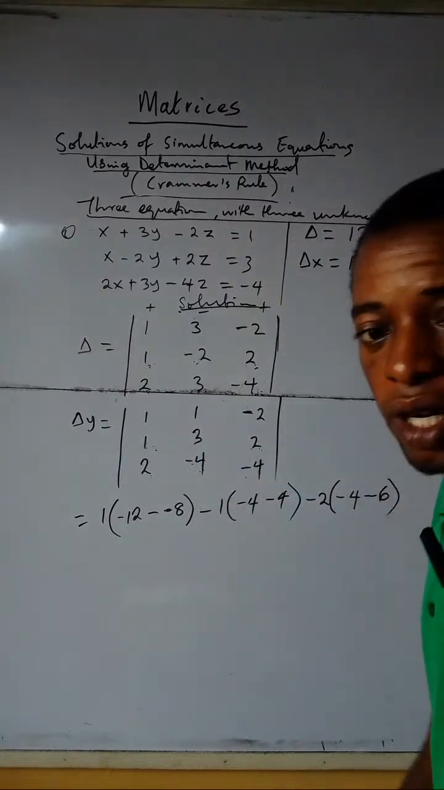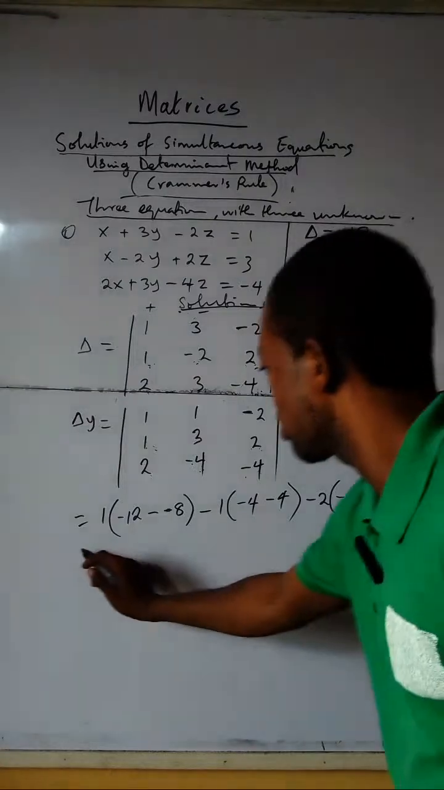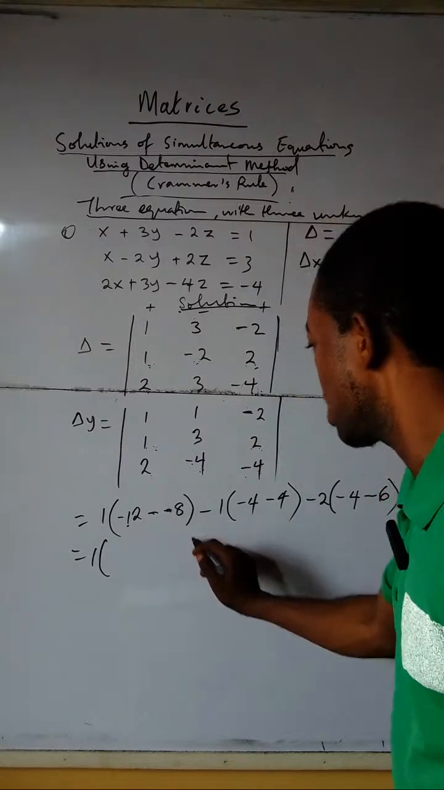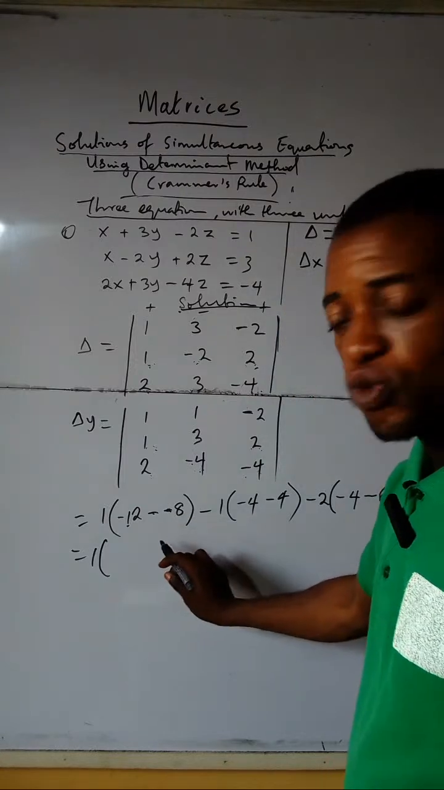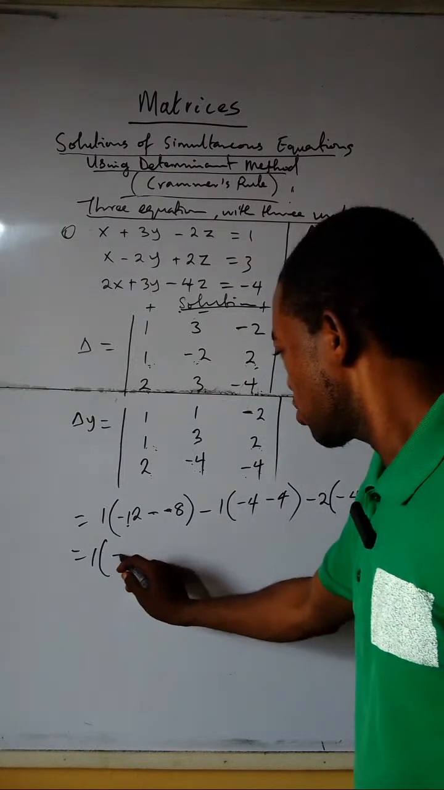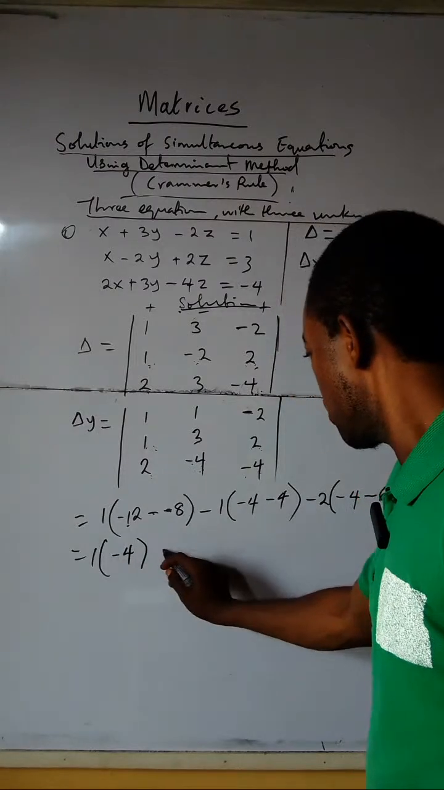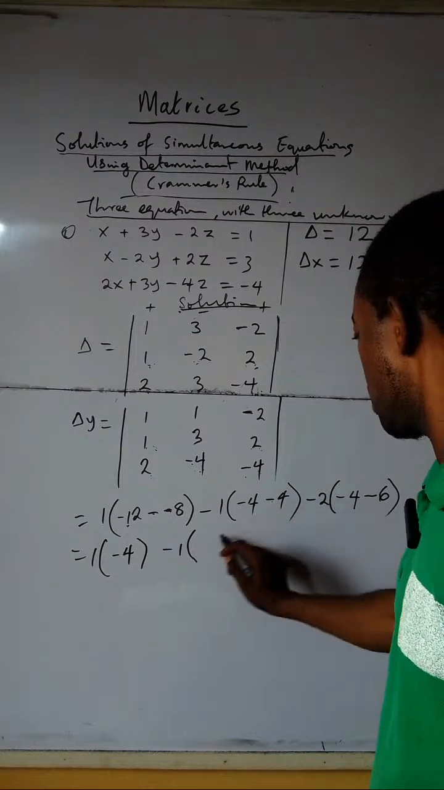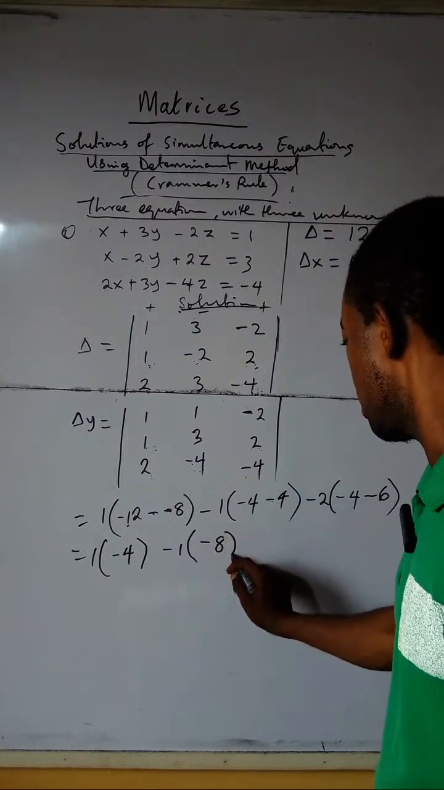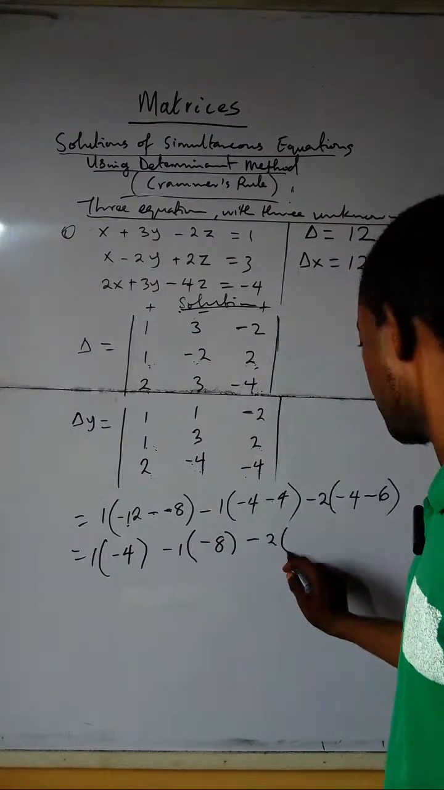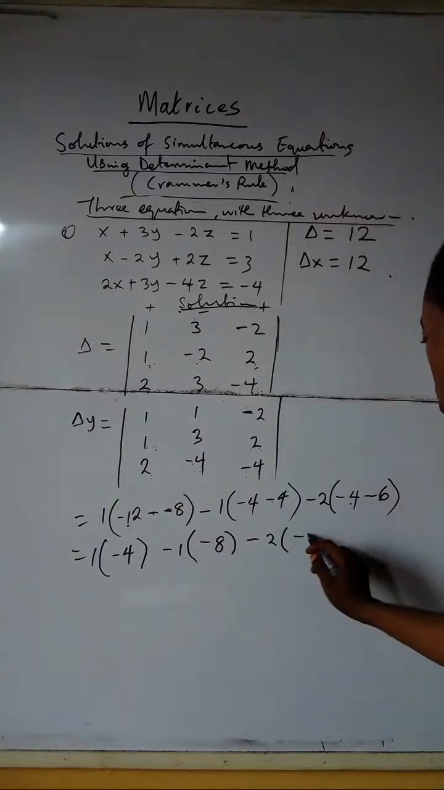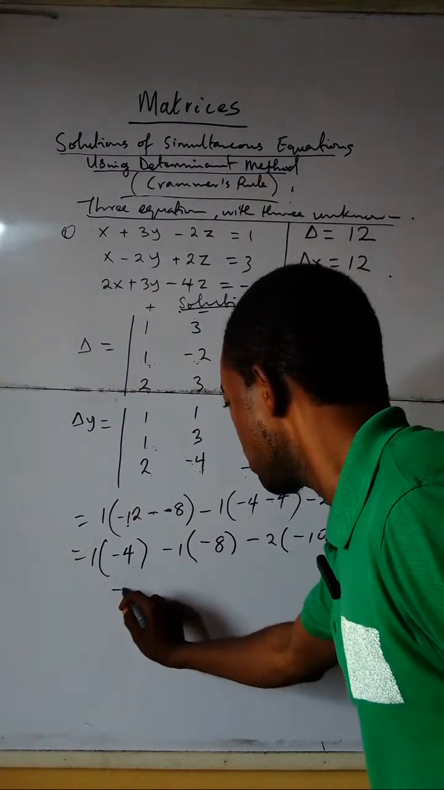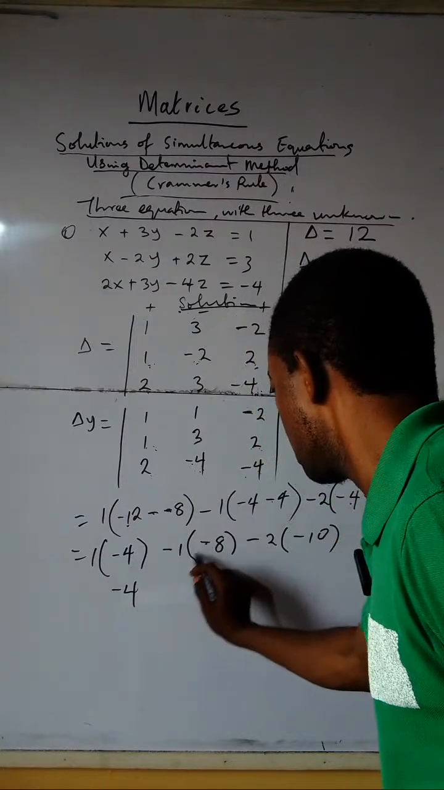Now, we evaluate this from here, and we have 1 times minus 12 minus 8, same thing as minus 12 plus 8, which is minus 4, right? Then we have minus 1 here times minus 4 minus 4, that's minus 8 here. Then minus 2 times minus 4 minus 6, we have minus 10. Which implies 1 times minus 4 is minus 4. This minus times minus is plus.